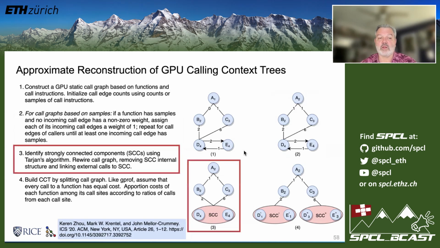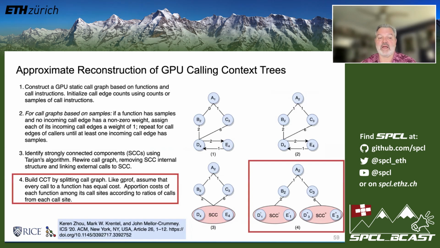Then we identify strongly connected components, where there are functions that are calling back and forth between one another. Then we build a calling context tree by splitting the call graph. Here we have C and B both calling this strongly connected component that contains D and E. We split this into pieces, and the costs that were measured in here, we split according to the edges. This says that there are 2 calls here and 6 calls here. This gives us 2/8 and 6/8 as the costs that we attribute to each of these contexts.